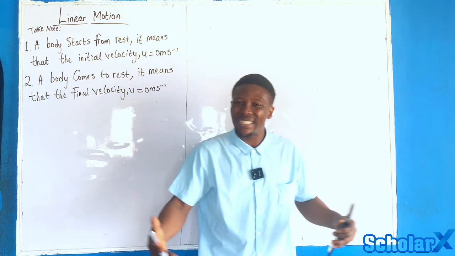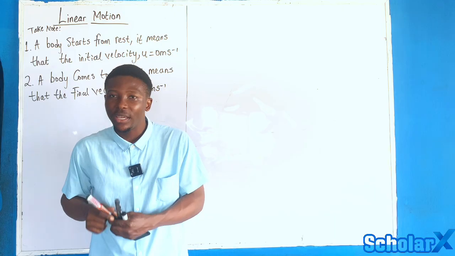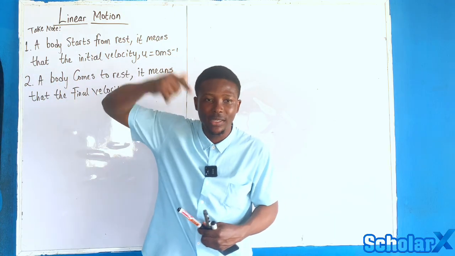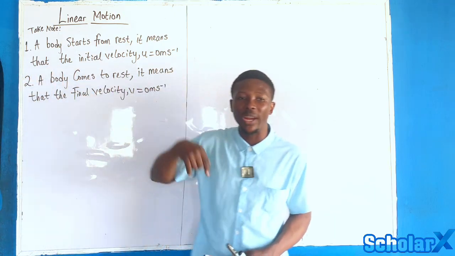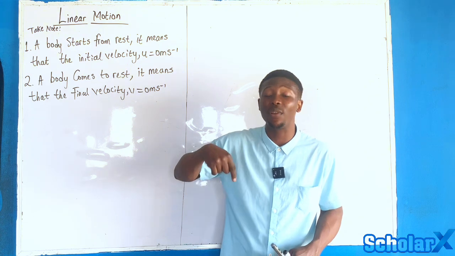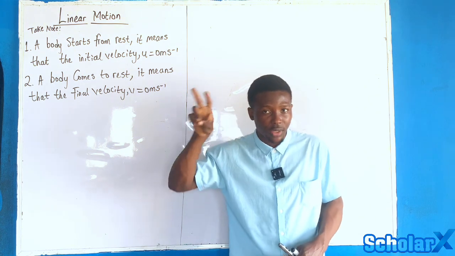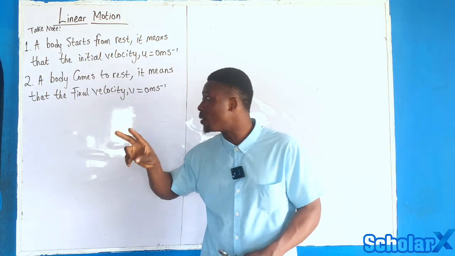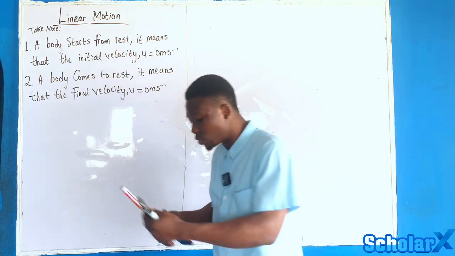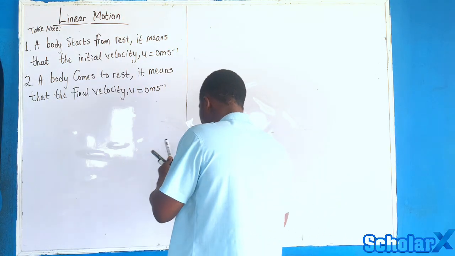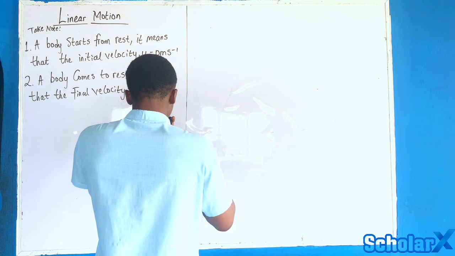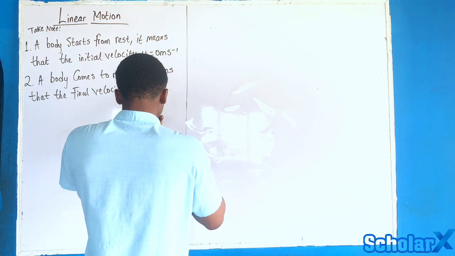When the body starts from rest, its initial velocity is what? 0. When the body comes to rest, its final velocity is what? 0. Two different words, right? Please understand them. Very, very important. So now let's go ahead and solve the first problem.